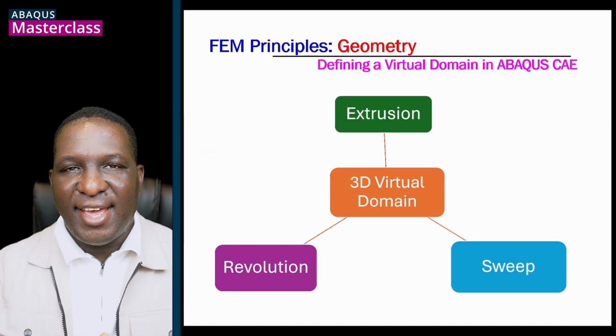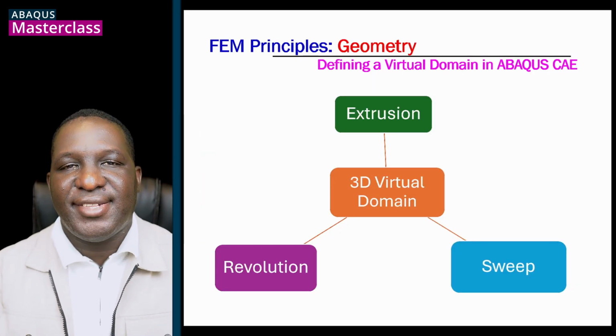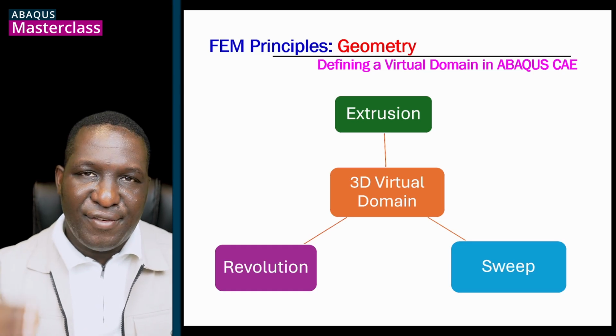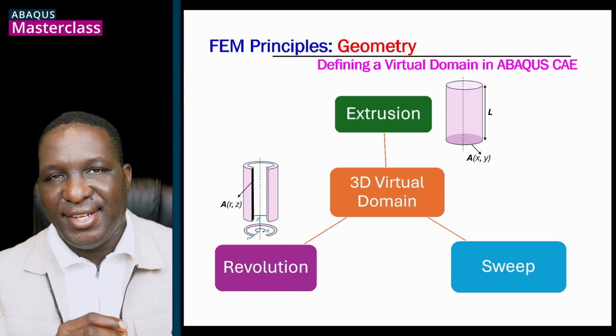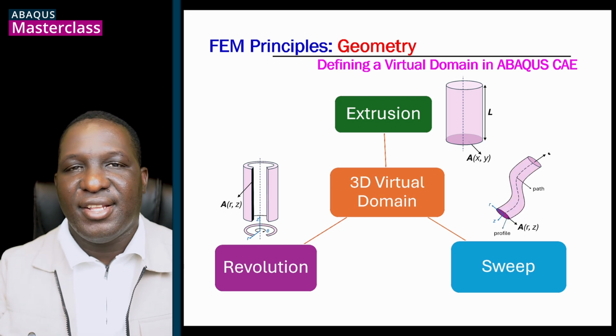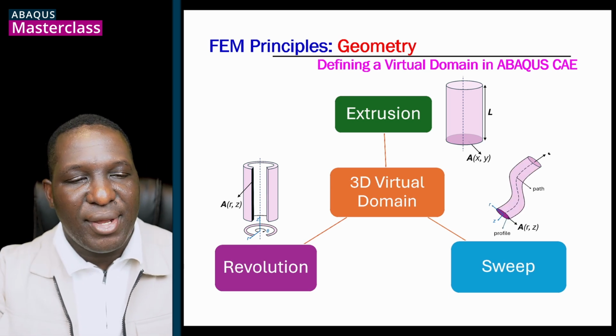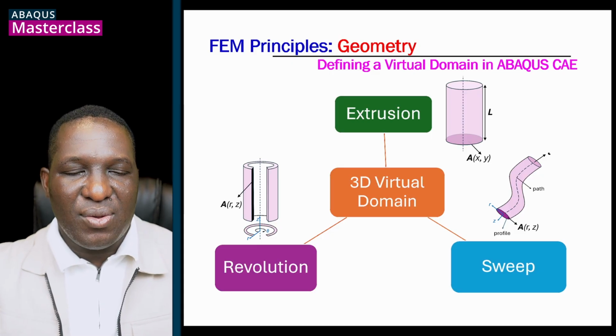So within ABAQUS CAE, there are 3 ways to create an ABAQUS 3D part. And what I've got here are 3 methods. The first is the extrusion method, followed by the solid revolution, and finally the solid sweeping method. And I want to unpack them individually so that we can understand what's really happening.